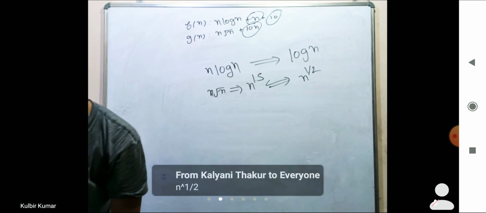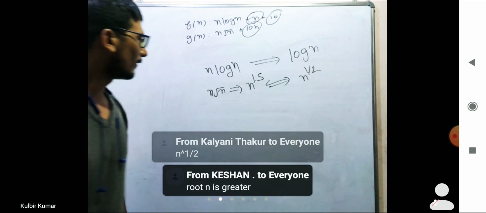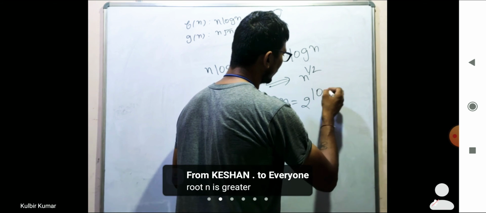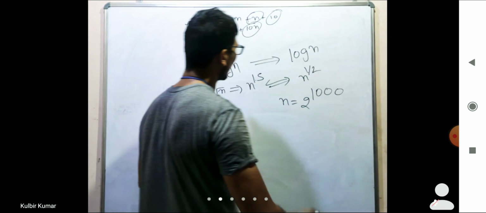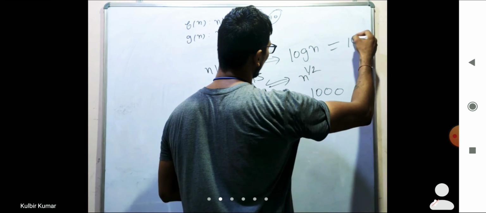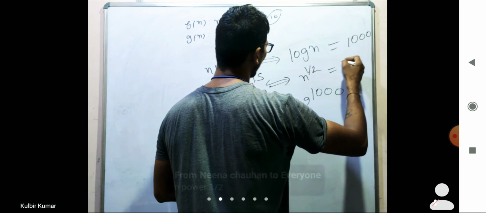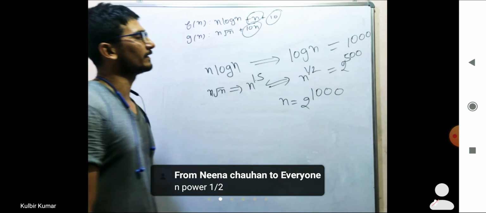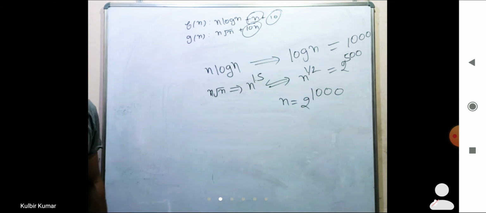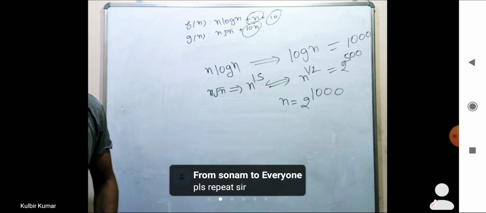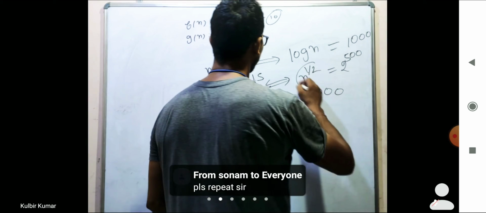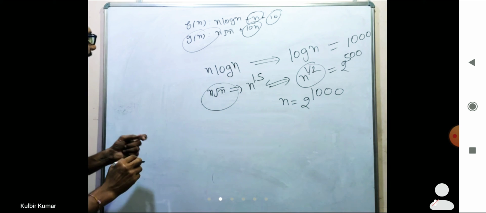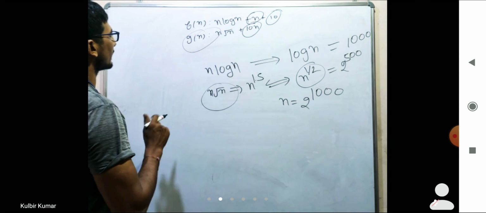You can check this just by taking one example. Let us put n equal to 2 power 1000. If we write 2 power 1000, what will log of n give? 1000. And n power 1/2 will give 2 power 500. And I think 2 power 500 is very very large compared to 1000. Got it? So obviously this thing is greater. So finally, g of n is greater than f of n.